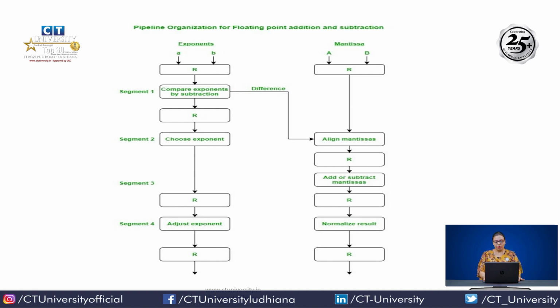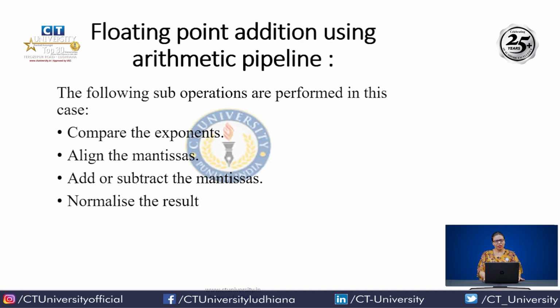So we have to firstly consider these four basic steps. Firstly, we have to compare the exponents, then align the mantissas, then add or subtract the mantissas, and last step is to normalize the result. So these steps are very basic in every instruction, in every example. So these steps are to be followed.